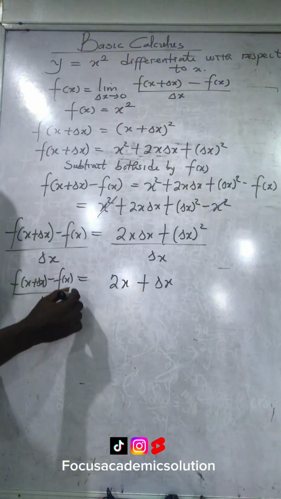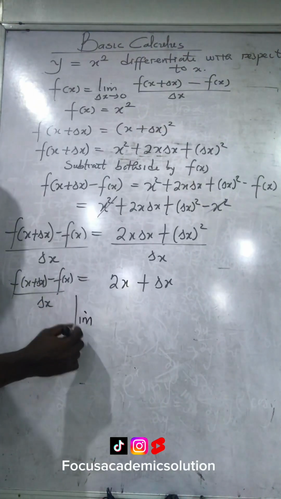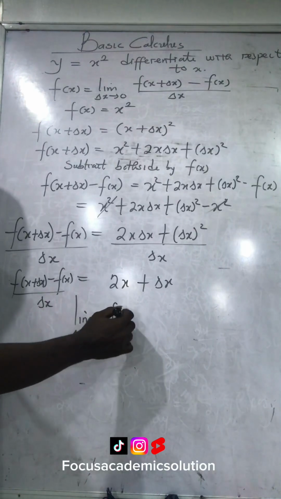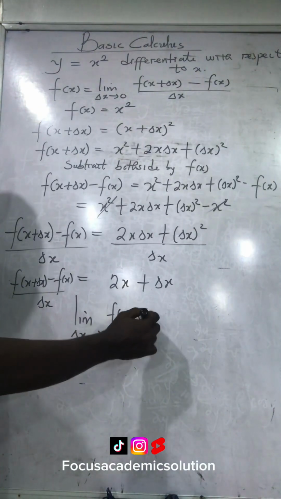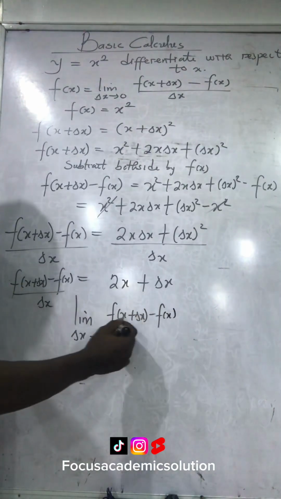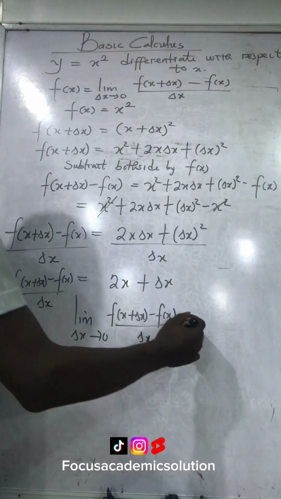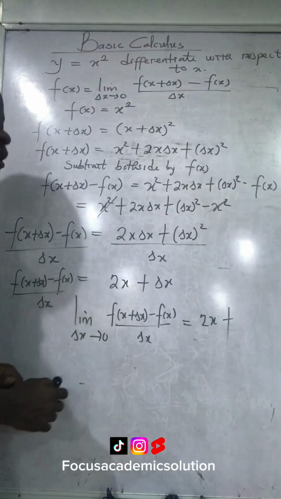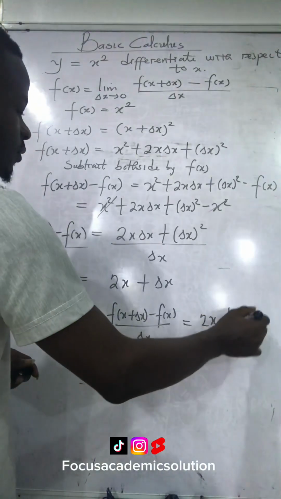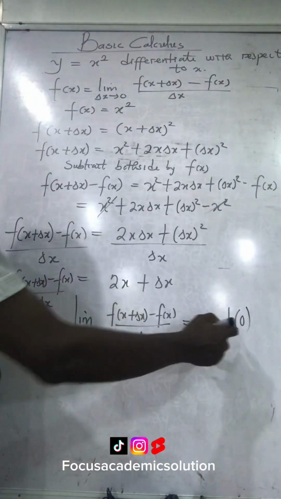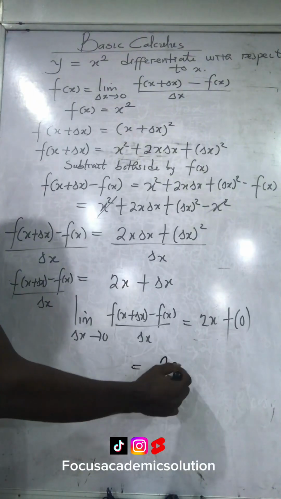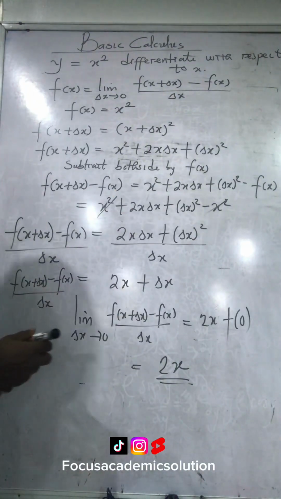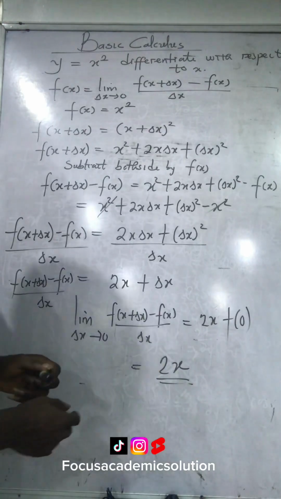When we take limit of both sides, we have the limit as change in x approaches 0 of f(x plus change in x) minus f(x) all over change in x, giving us 2x. It means that anywhere you see change in x, after the variable, will give us 0. So 2x plus 0, the answer is 2x. That means when we differentiate x squared with respect to x, this is what we'll be having.